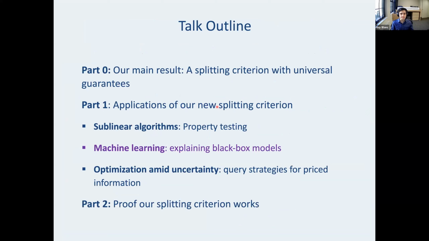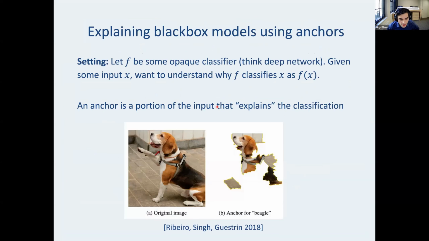Okay. All right, application 2. This will be machine learning and explaining black box models. So pretty different from the last one, but the algorithm you'll see is quite similar. So the setting here is, think of, you have some opaque classifier, maybe some really deep neural network, and you can easily compute its classification on some input, but you want some understanding of why it makes that classification. So 3 authors in 2018, Ribeiro, Singh, and Guestrin, proposed this concept of an anchor.